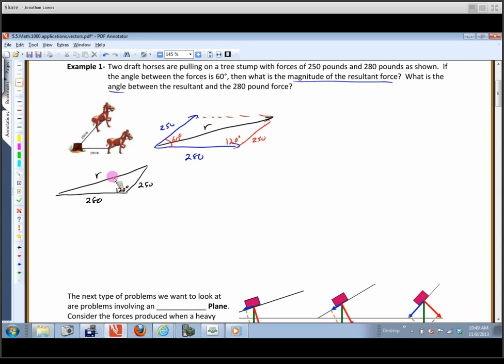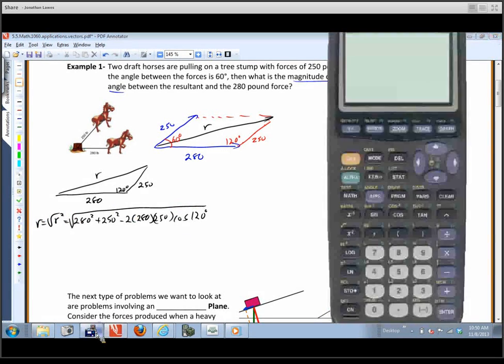Well, this is a law of cosines problem. So we would start off with the side. So this would be r squared equals 280 squared plus 250 squared minus 2 times those two sides, so 280, 250, and then the cosine of the angle between them. So that's going to be the cosine of 120 degrees. So that means r is just going to be the square root of this. So I'll just put a big square root on there. And let's figure out what this is right here.